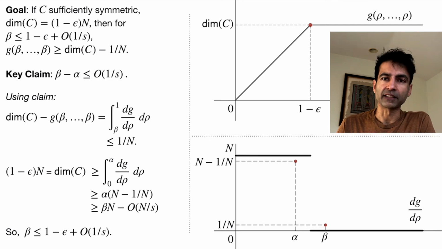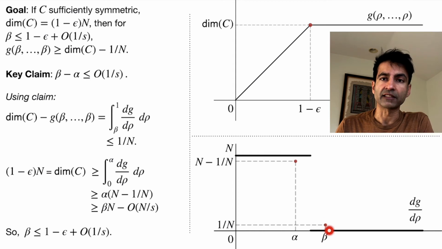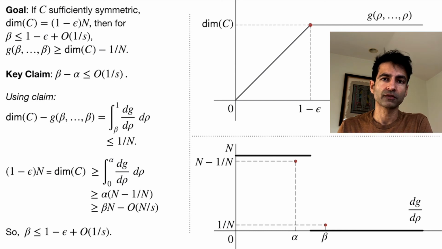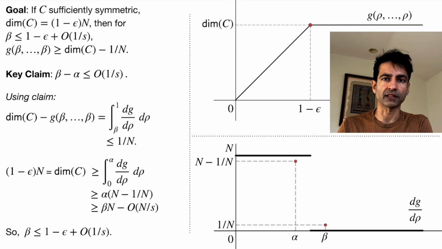And let me explain how that's actually captured. So let's define alpha to be the point at which the derivative of g hits the value n minus 1 over n. And let's define beta to be the point at which it hits the value 1 over n. What we're going to show using Fourier analysis is that beta minus alpha is bounded by order 1 over s. It's small. Okay. And now let me explain why this is enough to finish proving that the code achieves capacity.